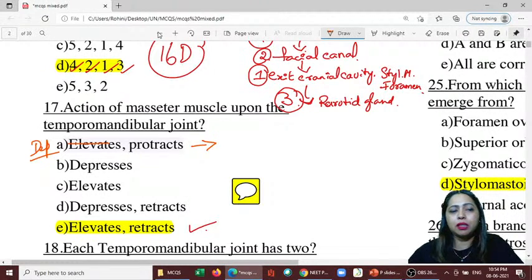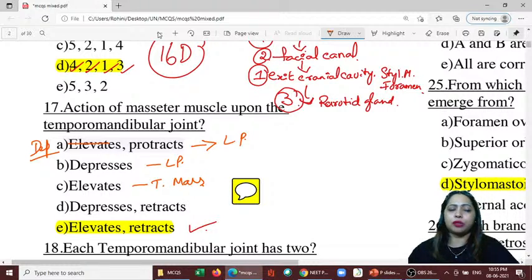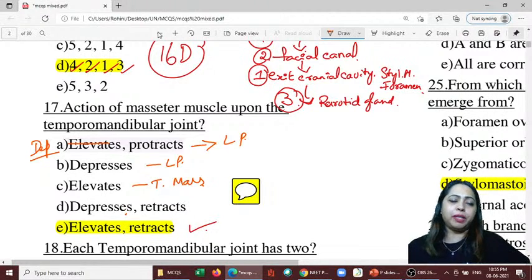So this one is the lateral pterygoid. Depression, lateral pterygoid. Elevation, temporalis and masseter. Depression and retraction. So which one will do depression, retraction? There is no depression and retraction. Depression is done by the lateral pterygoid. It does not do retraction. So this is also a wrong sentence. And this is the correct one.